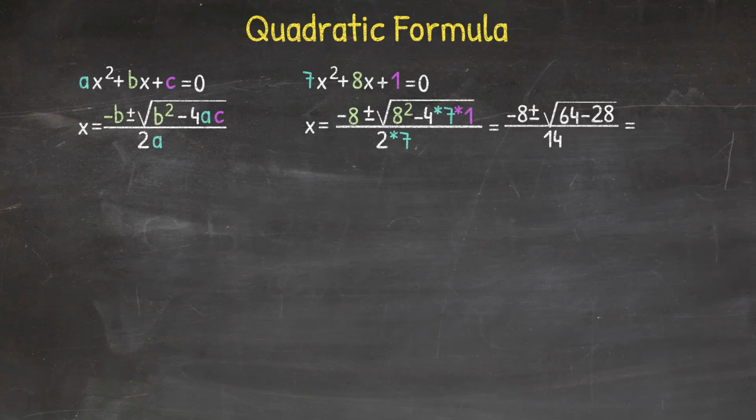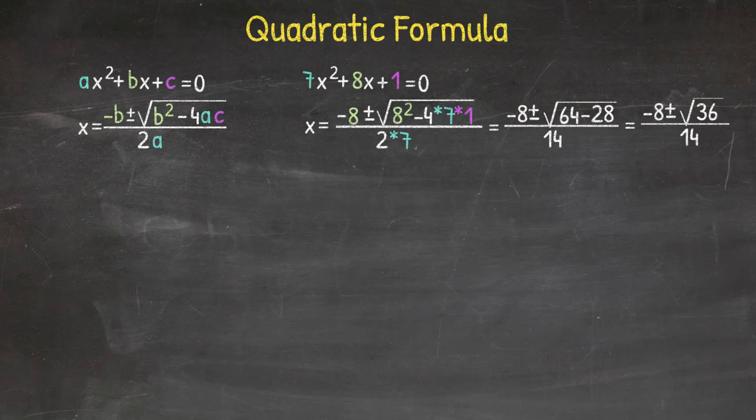If we go to the next step, we have minus 8 plus minus the square root of 64 minus 4 times 7 times 1, which is 28. So it is 64 minus 28. Everything is divided by 2 times 7, which is 14. And at the next stage, we have minus 8 plus minus the square root of 36, divided by 14.